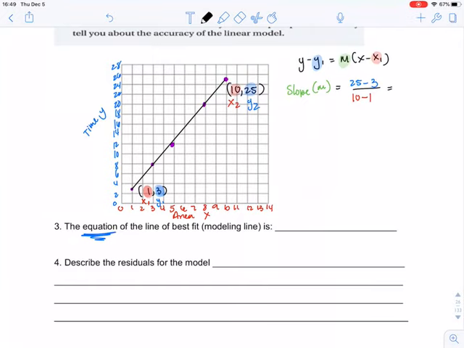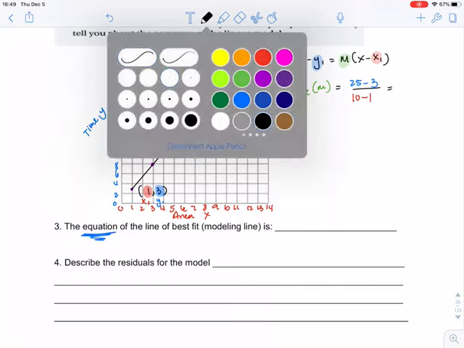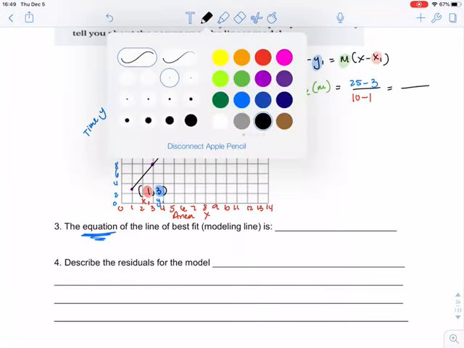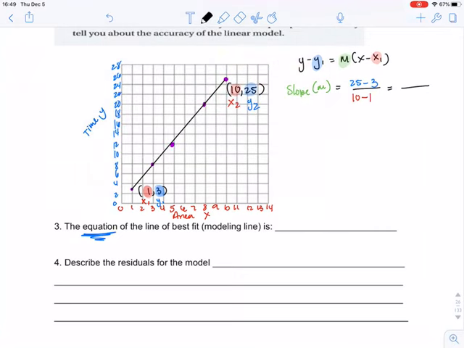And our slope ends up being, let's see, 25 minus 3 is going to be 22 over 9. If we check that into the calculator, 22 divided by 9 is 2.44. So I'll just round it to 2.4.